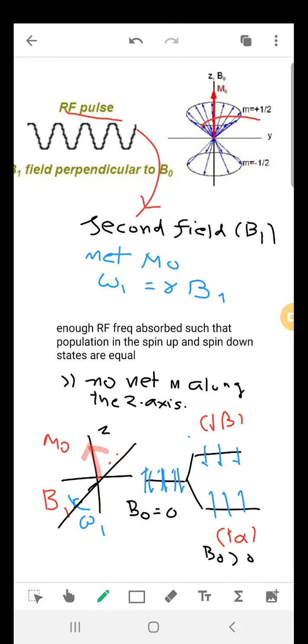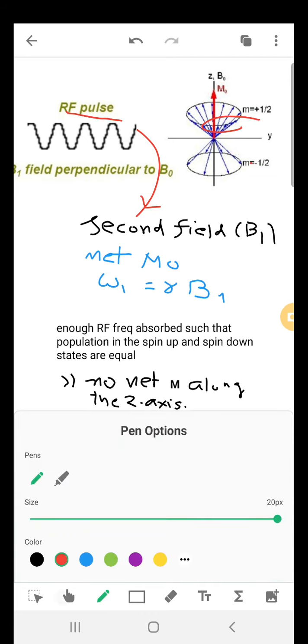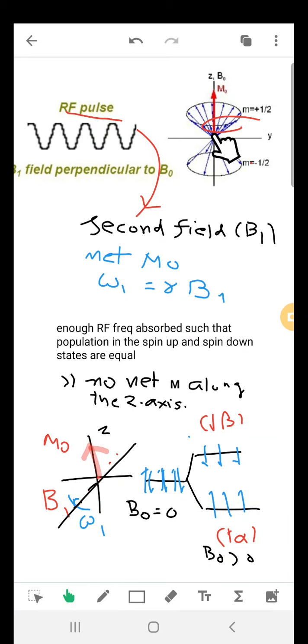So the magnetic field has been applied, and this is the spin-up state and spin-down state. The radio frequency pulse generates a magnetic field B1, with net magnetization M0, and we will have a corresponding Larmor precession omega 1. When omega 1 matches omega 0, resonance takes place, and due to the resonance, something called spin flip takes place.